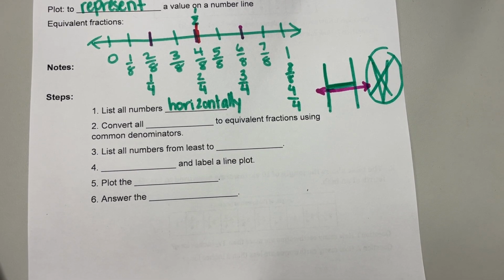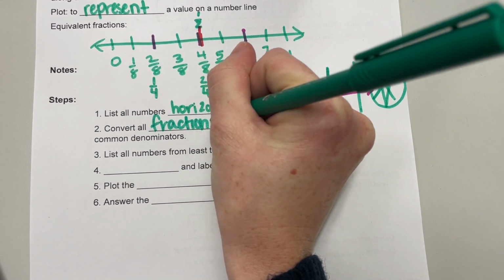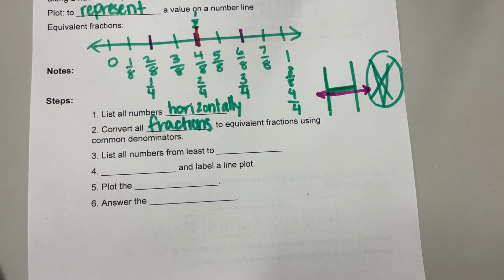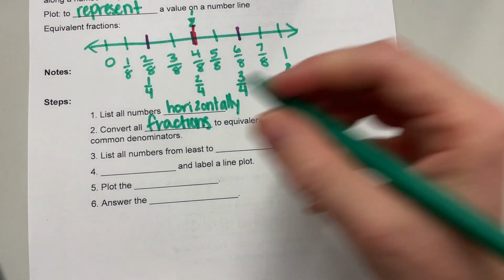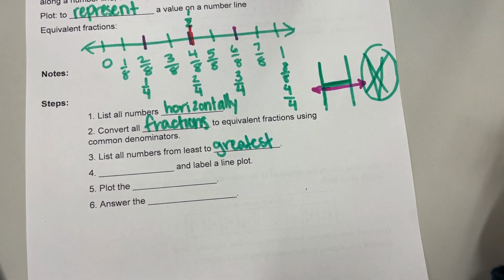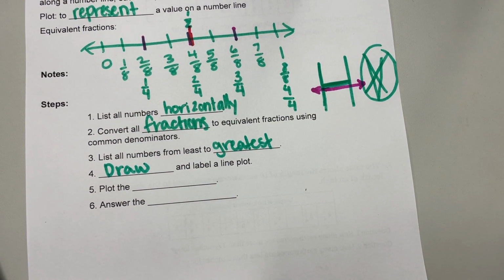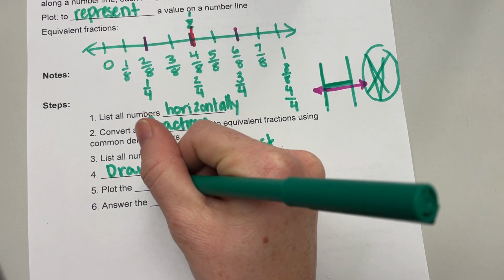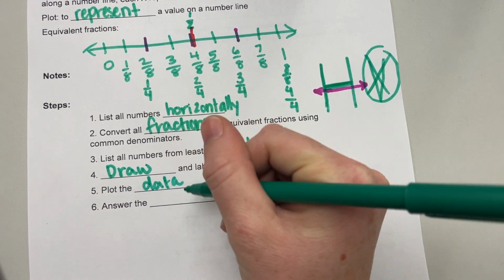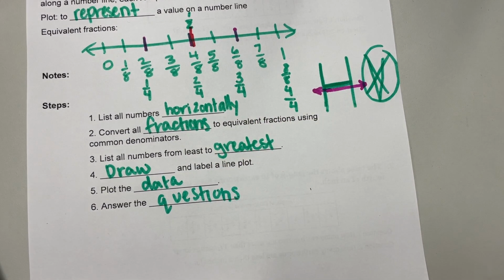Step 2 is convert all fractions to equivalent fractions using common denominators. Step 3 is list all numbers from least to greatest. Next step, step 4, is draw and label a line plot. Step 5 is plot the data. And then finally, answer the questions. I'm pulling out a red pen, so you're going to pause and watch.